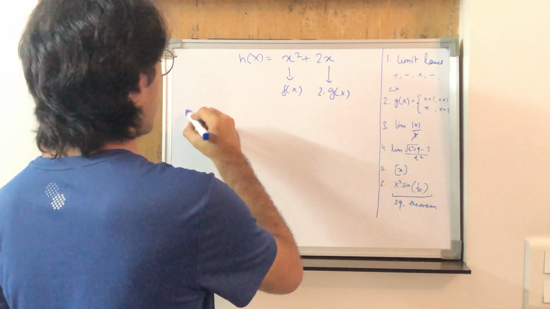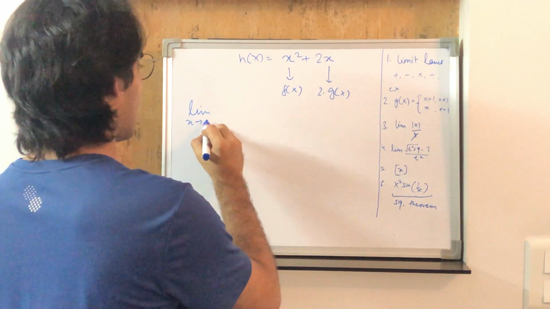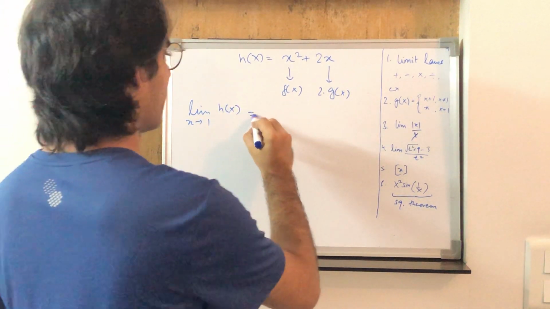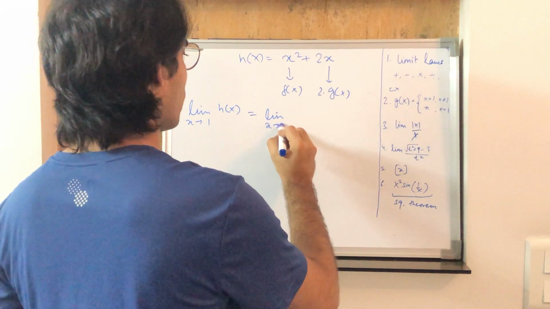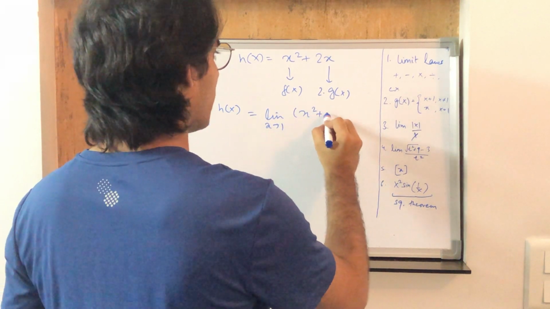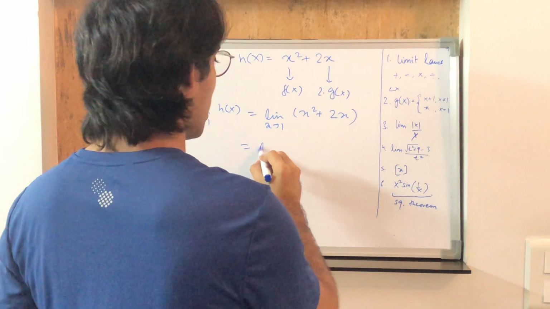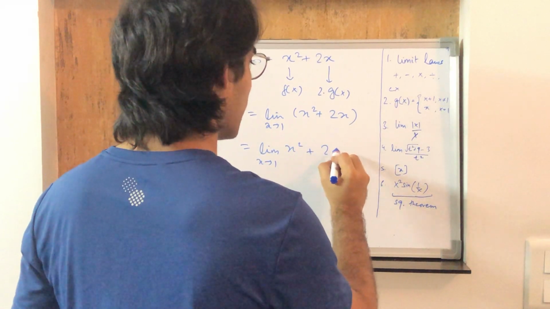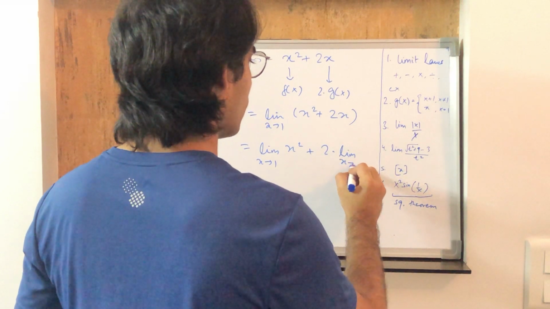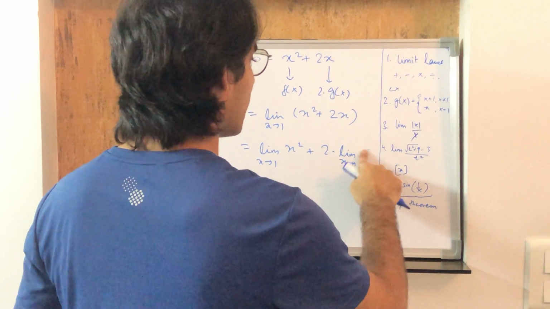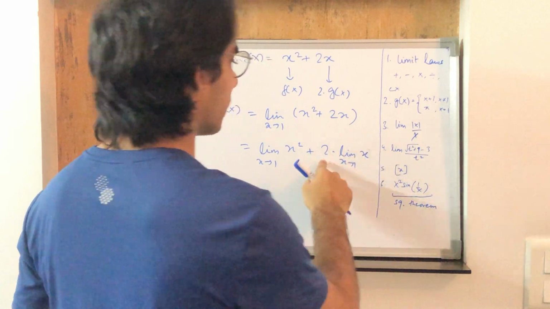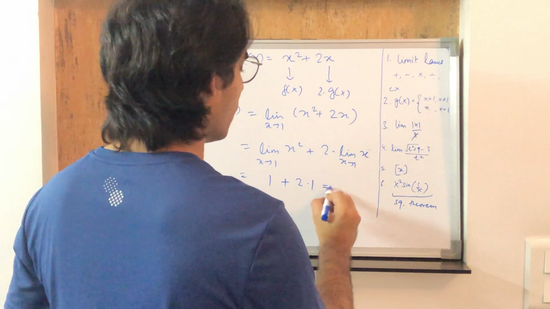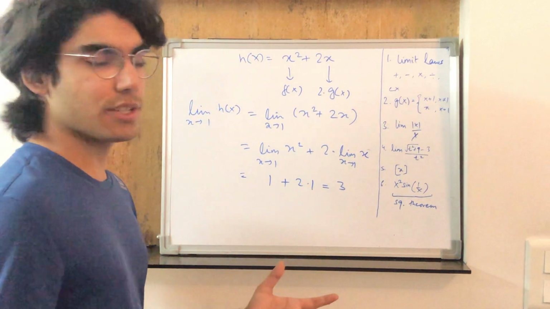So if I want to find the limit of h of x as x tending to 1, right? How am I going to write this? I'm going to write this as limit x tending to 1, x squared plus 2x. Limit laws tell me I can write this as limit x tending to 1, x squared, plus 2 times limit x tending to 1, x. I took the 2 outside. So this is just going to be 1 plus 2 times 1, which is 3. So this is my answer, right?